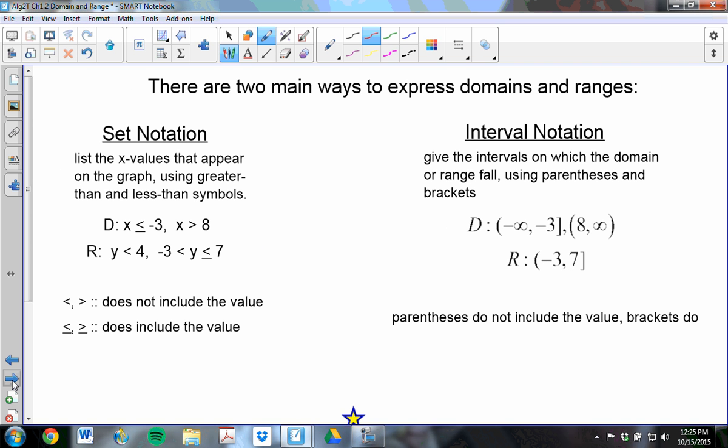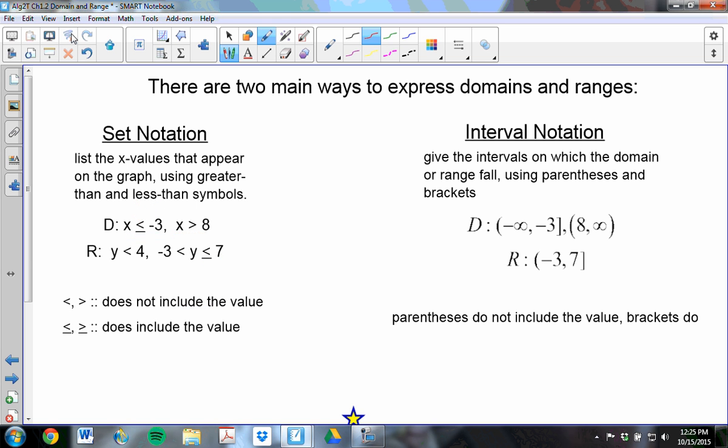Okay, there's two ways to write domain and range. There's set notation and there's interval notation. Set notation is probably what you're more familiar with, where you say, like, I just made up these domains and ranges. They don't relate to anything. But x could be less than -3 and x can be greater than 8. Less than or equal to includes the value. The equals to includes the value.